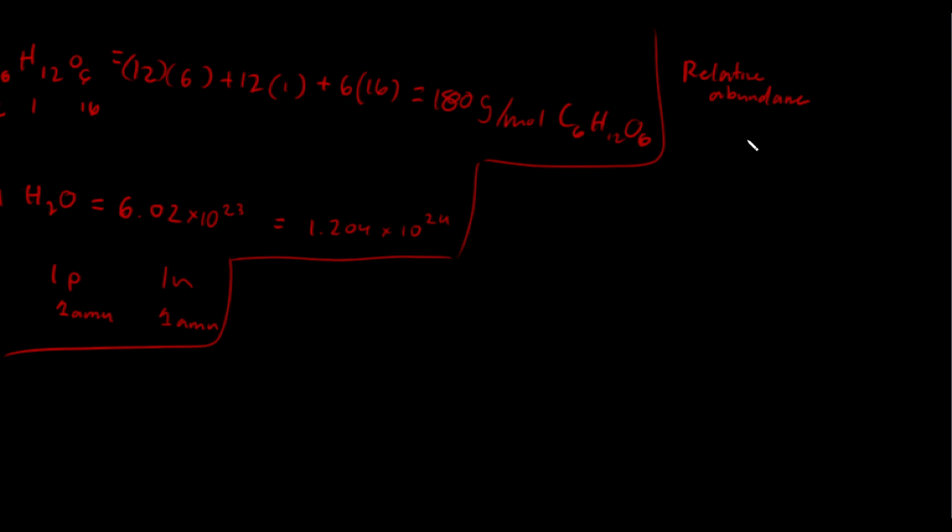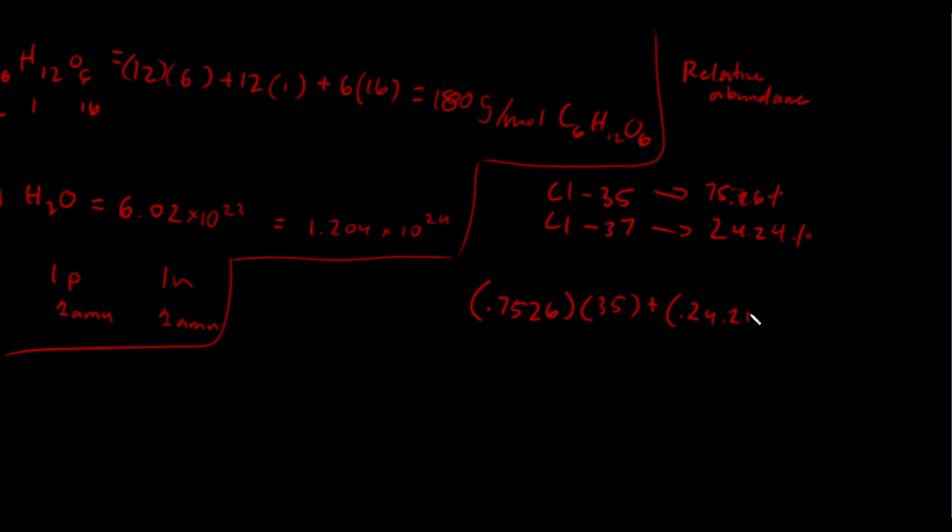To give an example, if you have Cl35 and Cl37, and this one is 75.76% abundance. This one is 24.24% abundance. To find the average atomic mass, because these are percentages, you multiply the percent by the mass, plus the percent by the mass. So this goes here, and then this goes here. This should make sense, right?